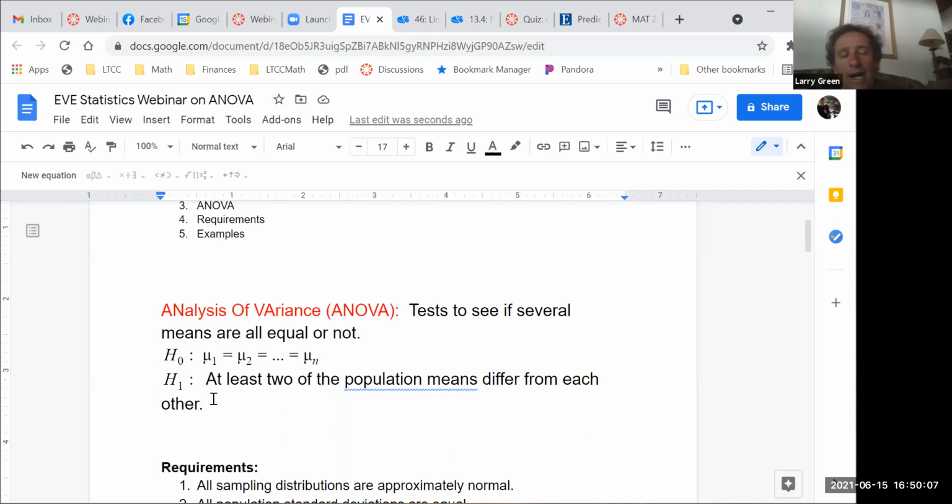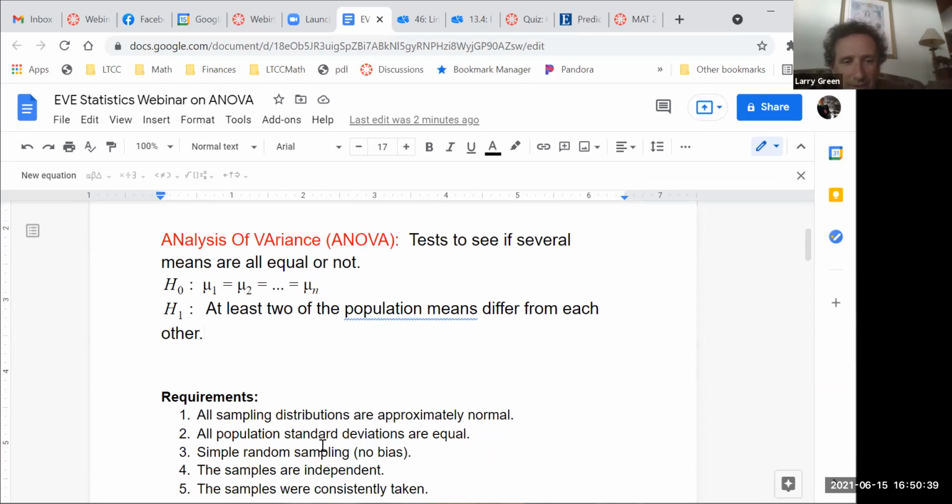I want to talk about the requirements before we do examples. My plan today is to give you the idea of analysis of variance and what you need to have in order to perform analysis of variance. And then in our last 50 minutes or so, we'll do examples. That's the plan today. Hopefully that's okay. Okay, so next comes the requirements.